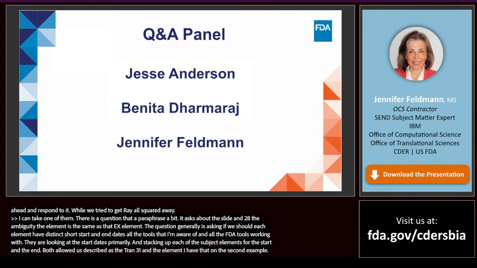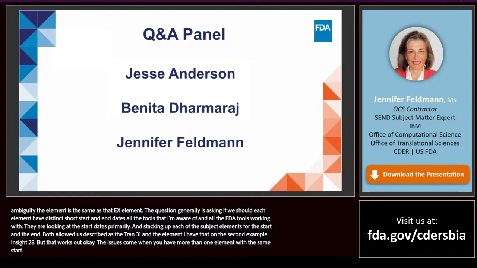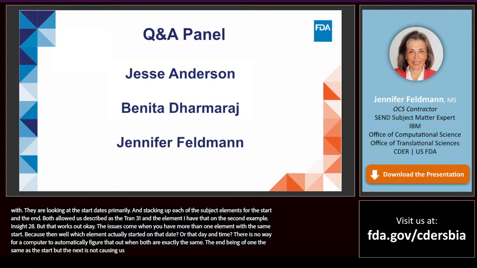That works out okay. The issues come when you've got more than one element with the same start, because then, well, which element actually started on that date or on that date time? There's no way for a computer to automatically figure that out when both are exactly the same. And so the end being of one being the same as the start of the next is not causing us any difficulties, and that's expected based on the SENDIG, but rather when starts are the same.